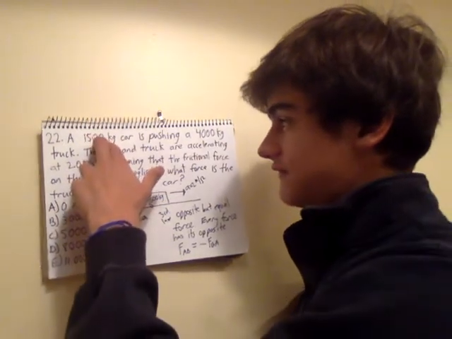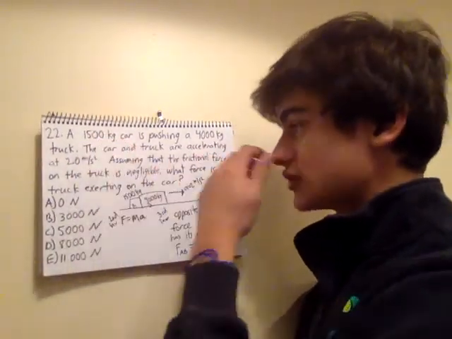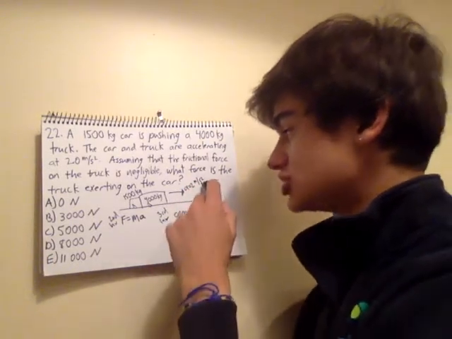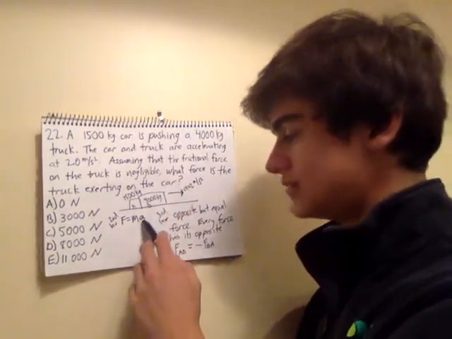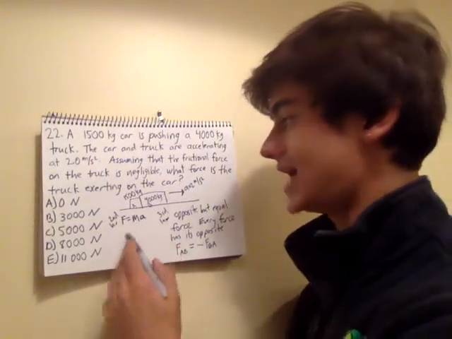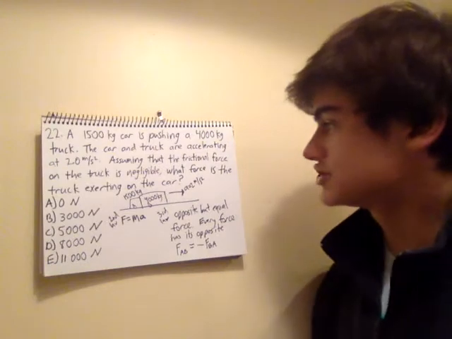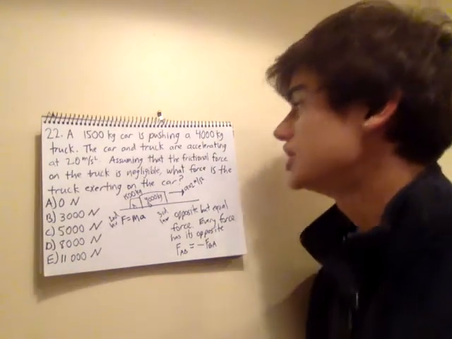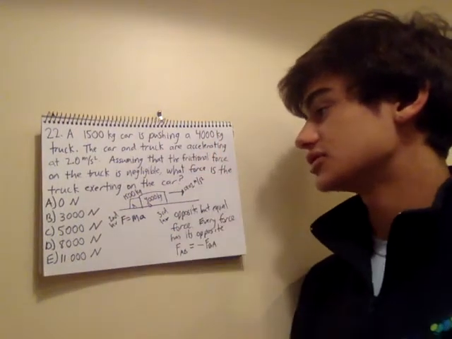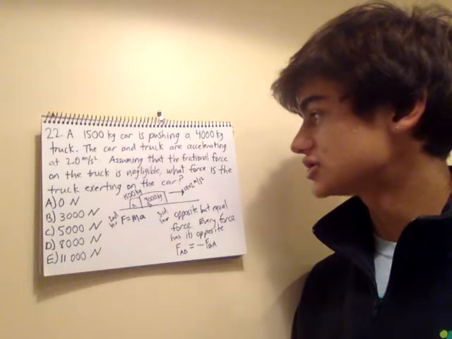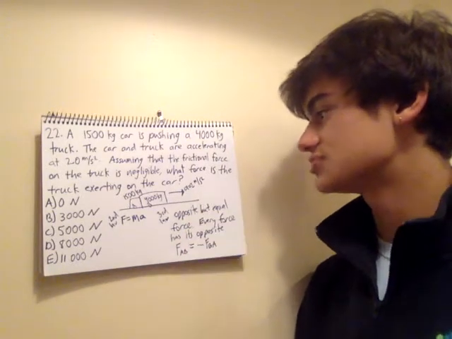So we have a 1,500 kilogram car and a 4,000 kilogram truck. They're accelerating at 2 meters per second squared. This is great that we already have the acceleration. We can pop that straight into this equation. The only thing we have to worry about now is mass. So it's saying what force is the truck exerting on the car. So what the car is doing is it's pushing 4,000 kilograms, and accelerating it at 2 meters per second squared.